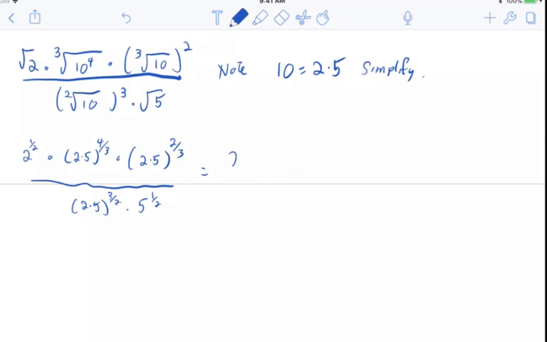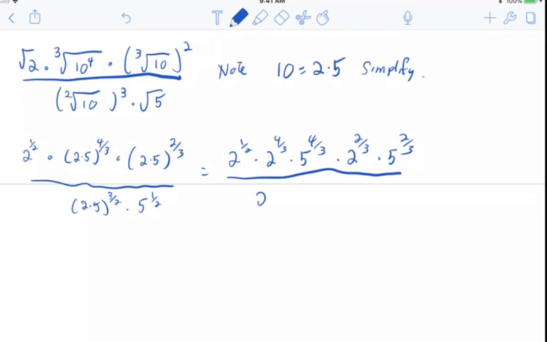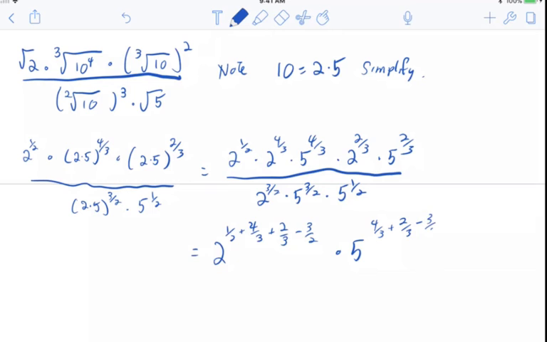So this becomes 2 to the 1/2 times 2 to the 4 over 3 times 5 to the 4 over 3 times 2 to the 2 over 3 times 5 to the 2 over 3 divided by 2 to the 3 over 2 times 5 to the 3 over 2 times 5 to the 1 over 2. That's 2 to the 1/2 plus 4 over 3 plus 2 over 3 minus 3 over 2, times 5 to the 4 over 3 plus 2 over 3 minus 3 over 2 minus 1/2.